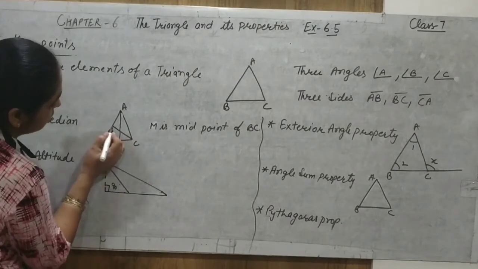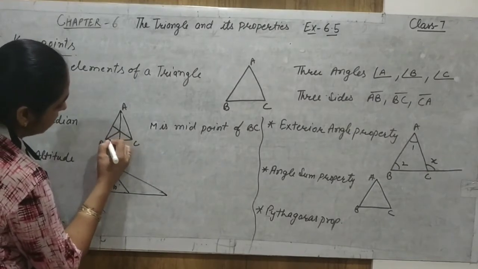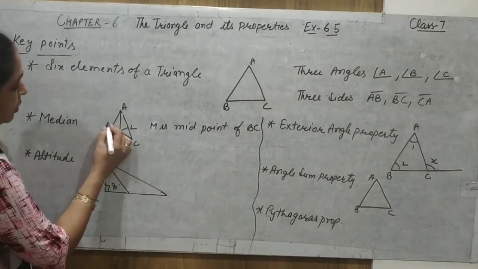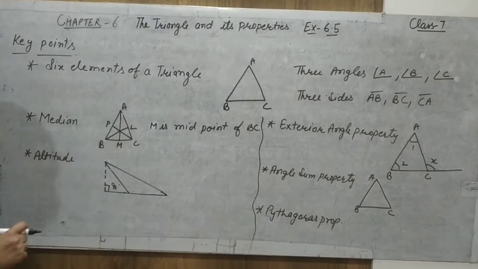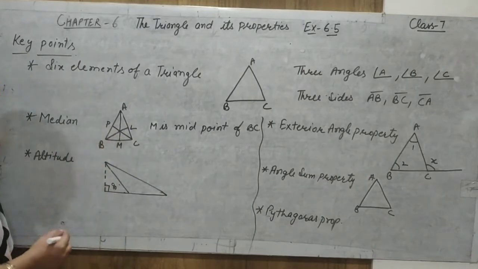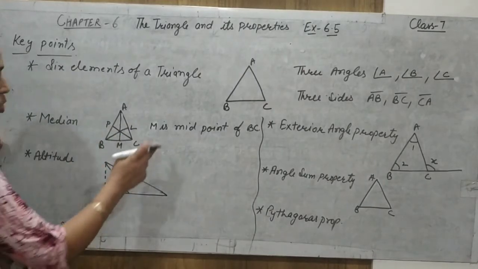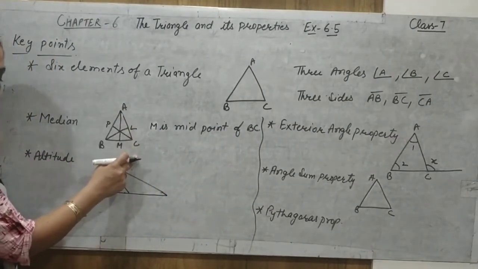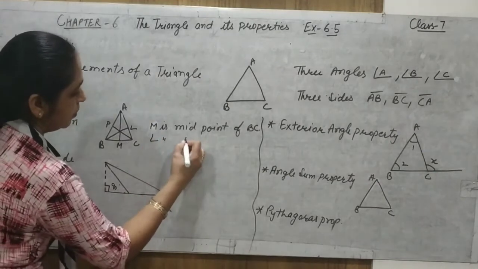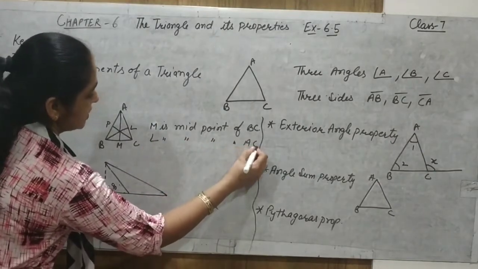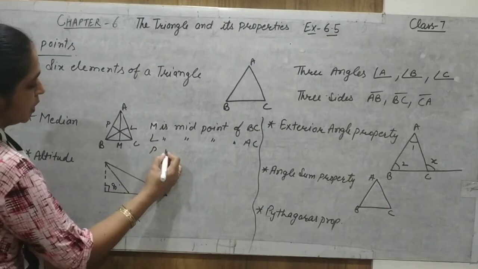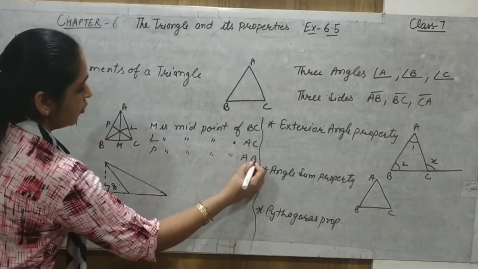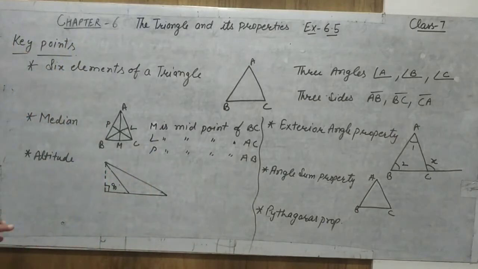From this we can also draw at the center point. These are all the midpoints of the sides. And this center is called the centroid. So M is the midpoint of BC, L is the midpoint of AC, and P is the midpoint of which side? AB. So we have 3 medians in a triangle.